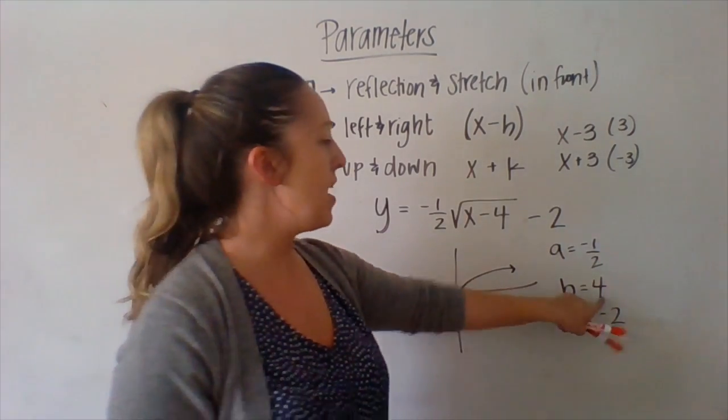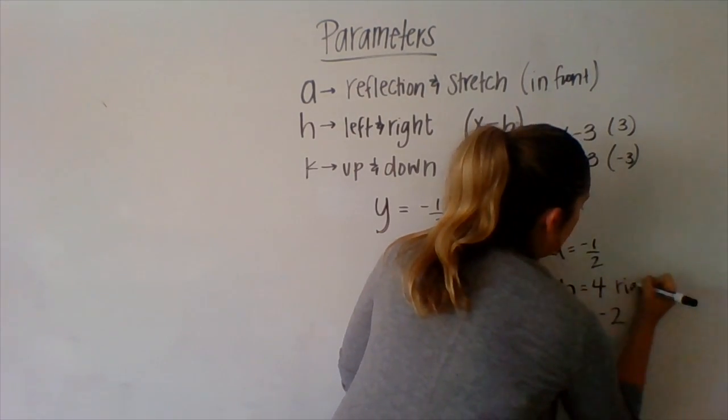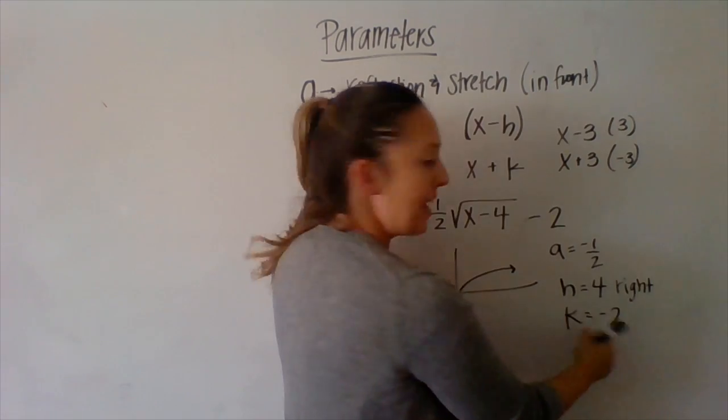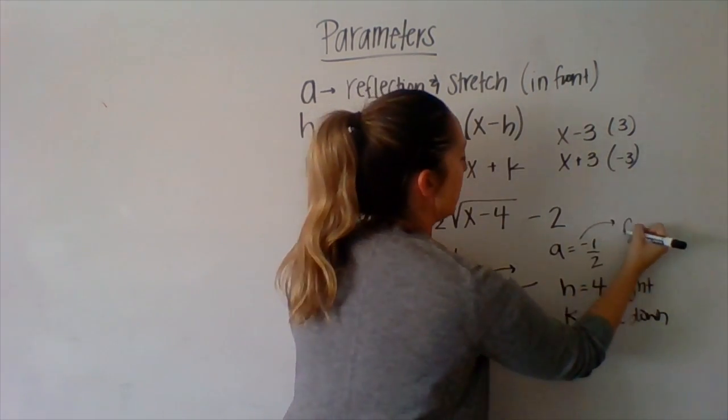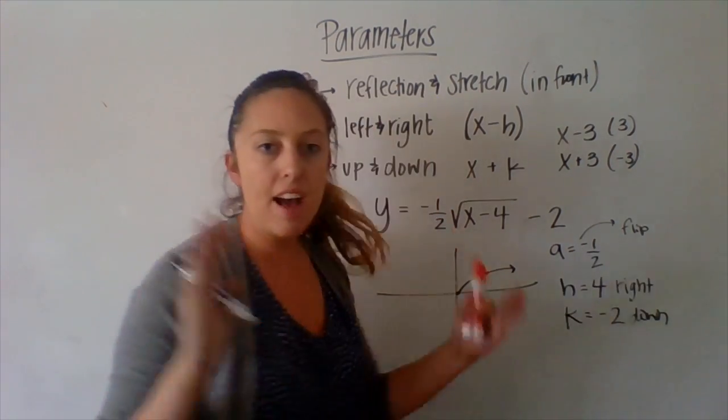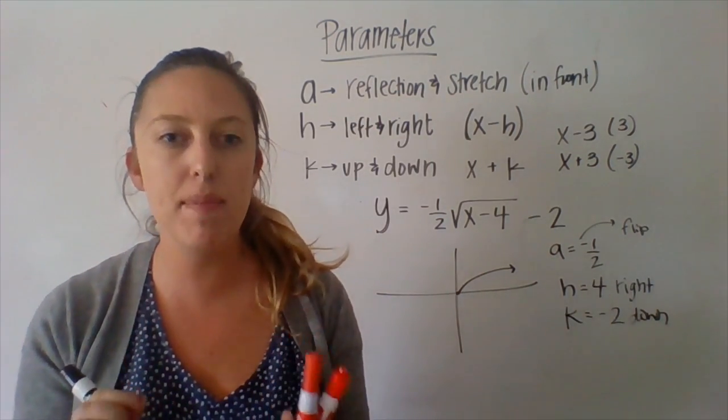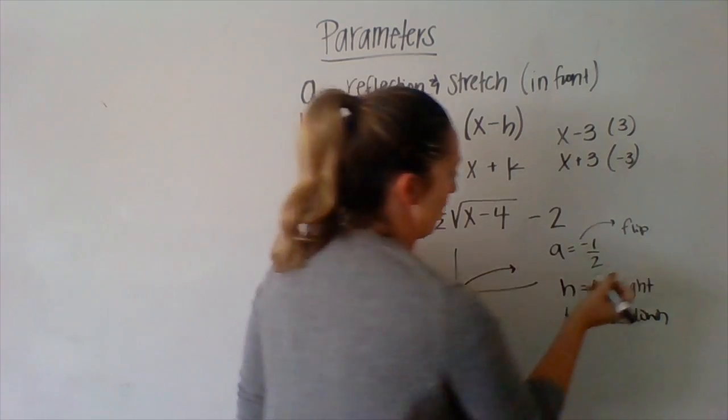So h is 4, that's positive, that means it's moving to the right. K is negative 2, so it's moving down. Negative 1/2 means that it's flipping because of the negative. And then the 1/2 is actually getting closer to 0. So that's going to mean that my graph is going to get fatter or wider.